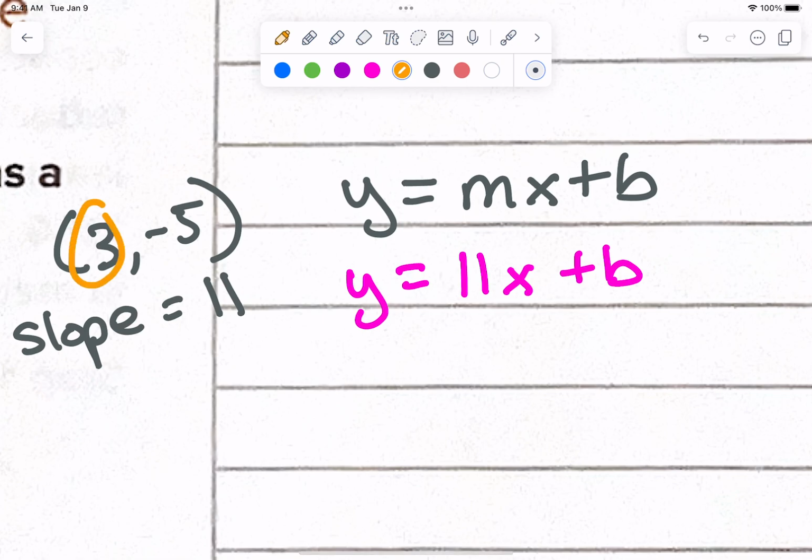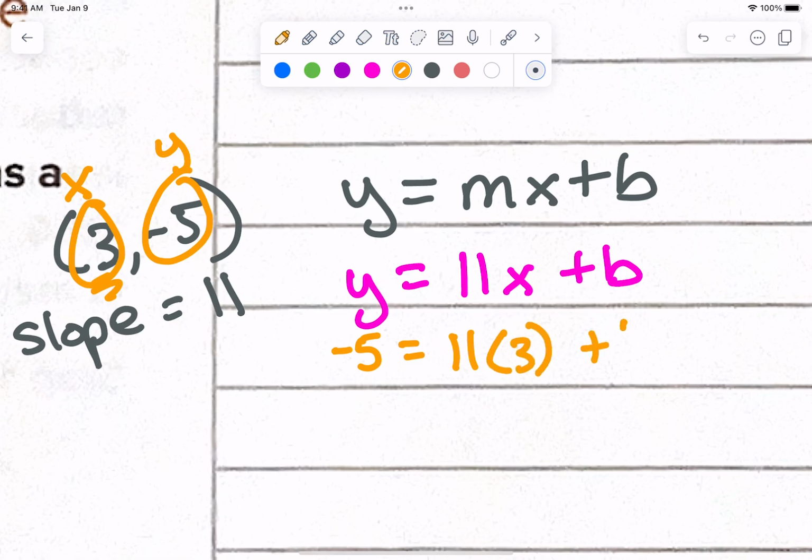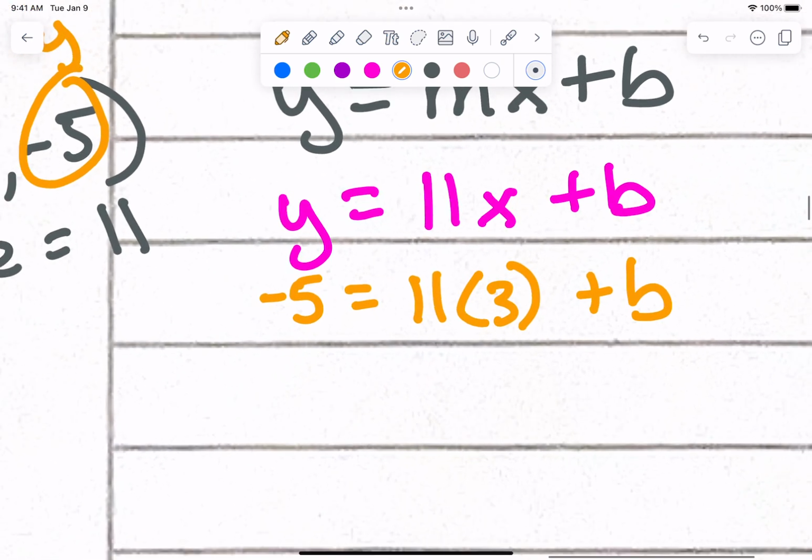Yeah, let's just plug in 3 and negative 5. 3 goes in for x, and negative 5 goes in for y. So negative 5 goes here, 3 goes in here, and we solve for b. You see what we're doing?